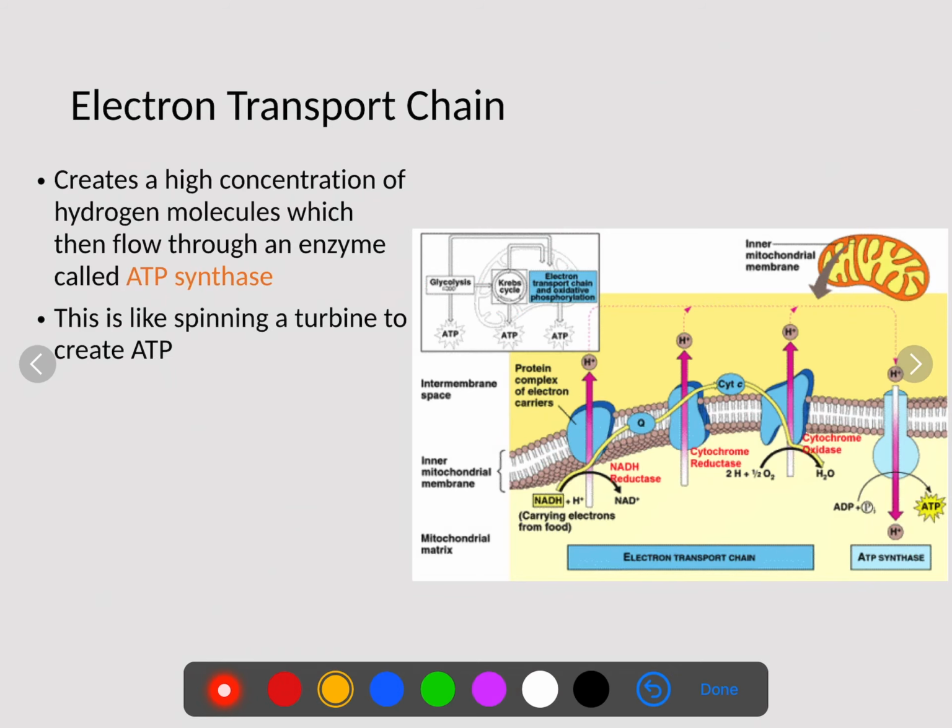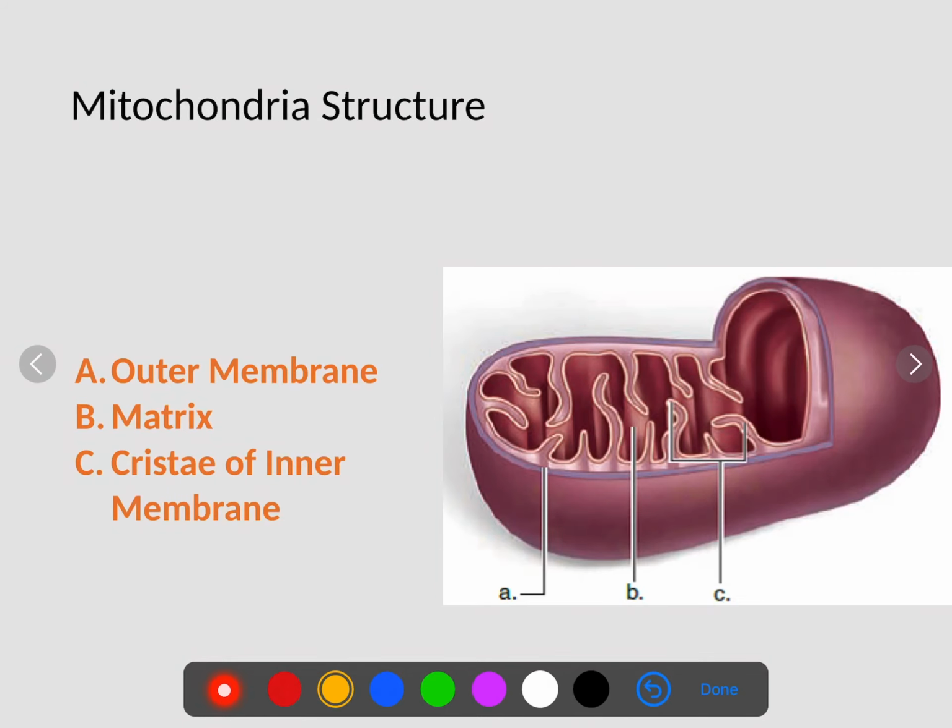So again, just to review, during this process, it creates a high concentration of hydrogen molecules, which then flow through this ATP synthase. This creates that spinning of the turbine effect to create our ATP.